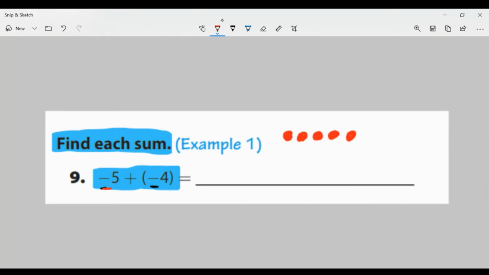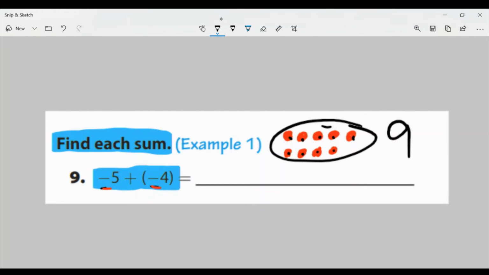Now the second number was -4. So now I'm going to make 4 of them. 1, 2, 3, 4. So from here, how many negative counters do I have total? There are 1, 2, 3, 4, 5, 6, 7, 8, 9. There are 9 negative counters, right? So we still get -9 using this method, okay?